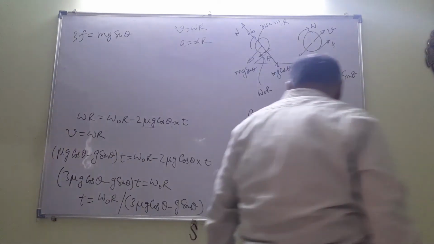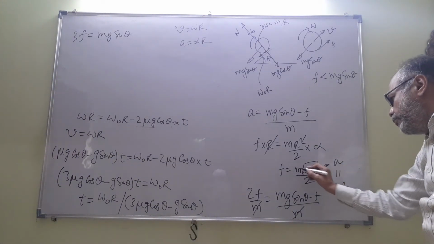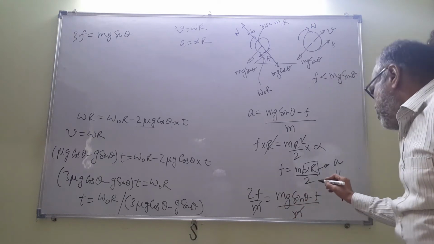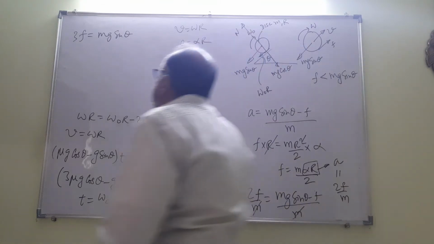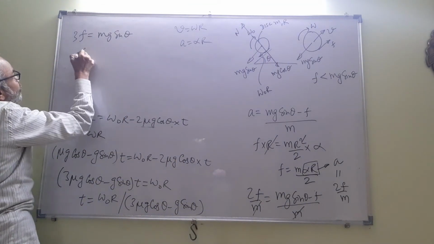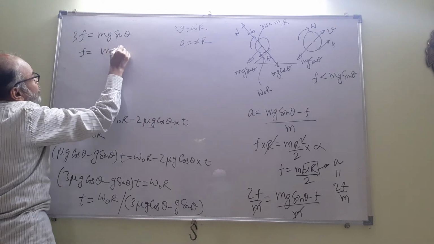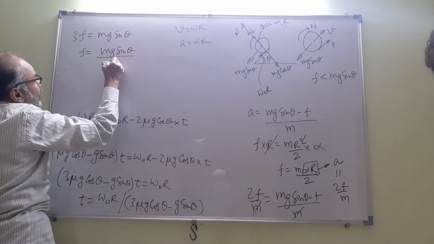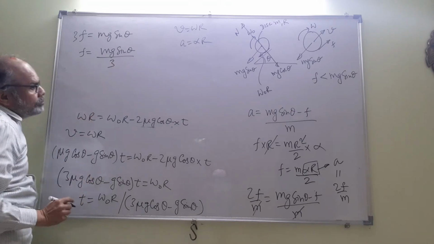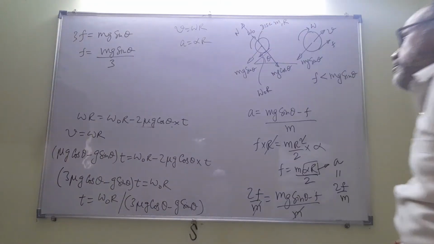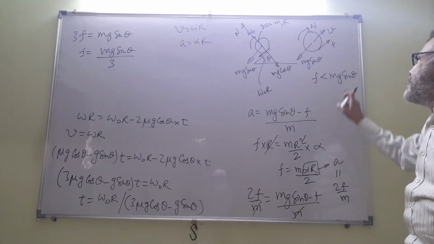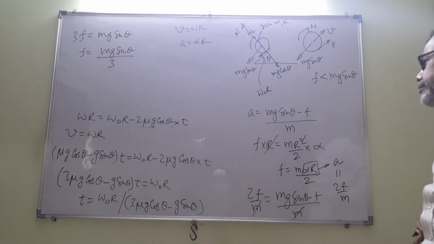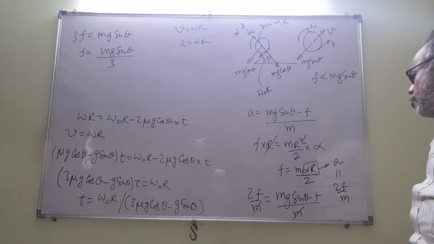So you add alpha R, A is 2F by M. 2F by M is mg sin theta minus F by M, M cancels. So F would be mg sin theta by 3. So as expected, the frictional force is less than mg sin theta.